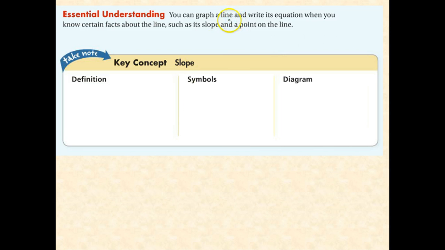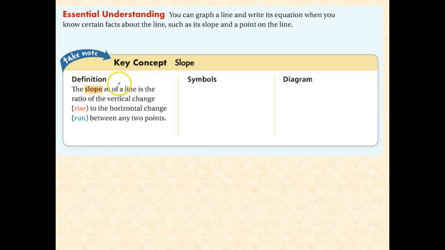So you can graph a line and its equation when you know certain facts about the line, like the slope and a point on the line. So the slope, m is the letter we use to represent the slope of a line. It's the ratio of the vertical change to the horizontal change between any 2 points. Rise over run. So if you got 2 points, the x value of the first point, the y value of the first point, the x value of the second point, the y value of the second point, you can find the slope, rise over run, by subtracting the y values, because y measures up and down.